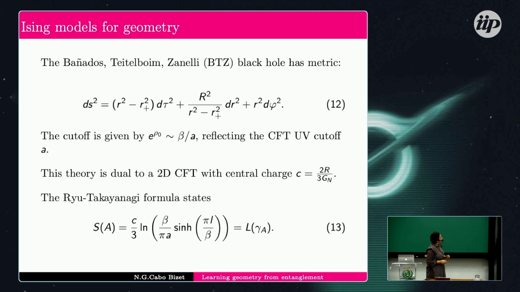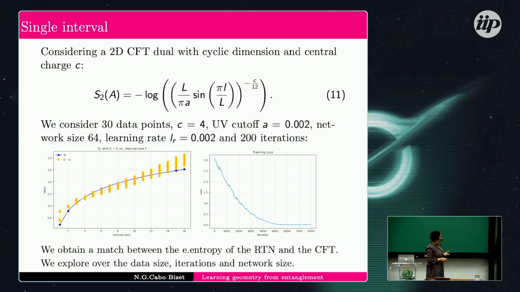But now, okay, let me make a point here. We are matching the entropy of the random tensor network and the CFT. And of course, these things are numerical, no? So you have to explore data size, number of iterations, network size. So far, this is just 64 nodes in the outside thing.